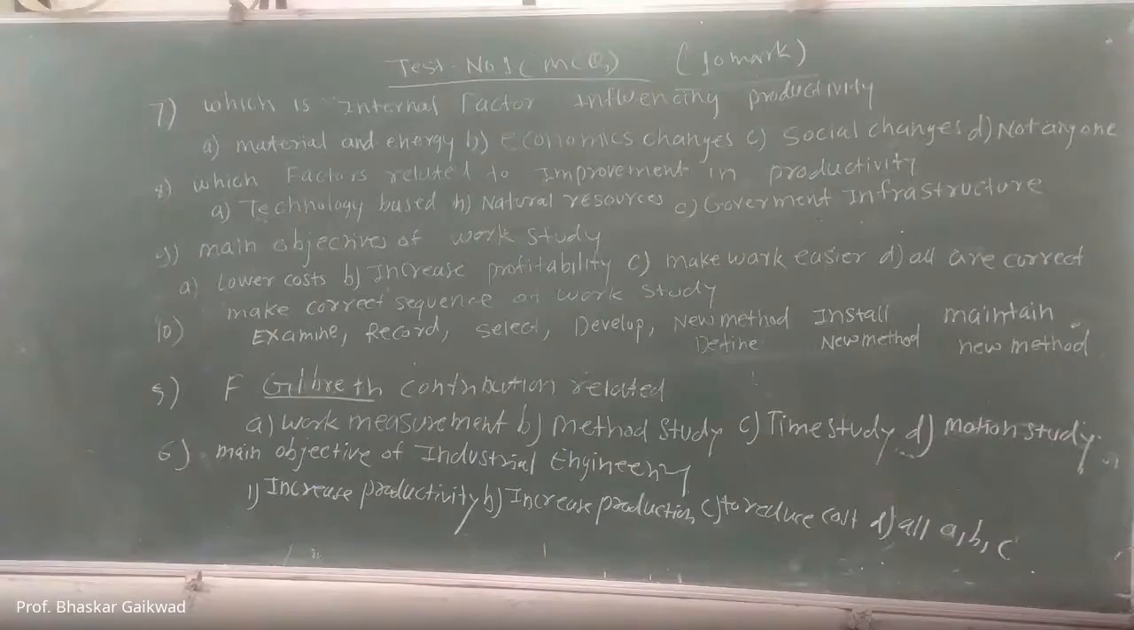And the last part of work study: what is the procedure for work study? In industry, where you want to do the work study, it starts by selecting the particular area, then recording what is going on in that area, asking different types of questions to examine it, developing new methods, defining the new methods, installing the new methods and maintaining them. So this is the process of work study.